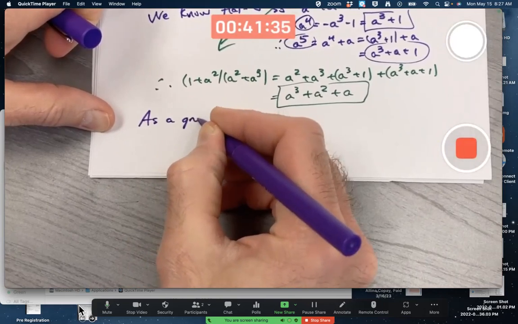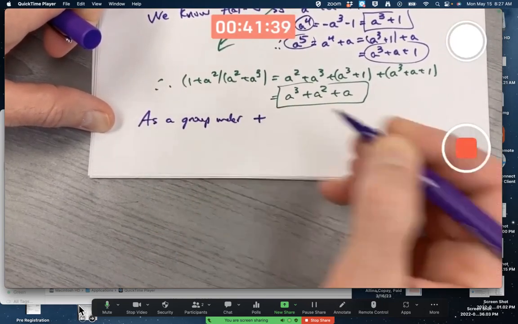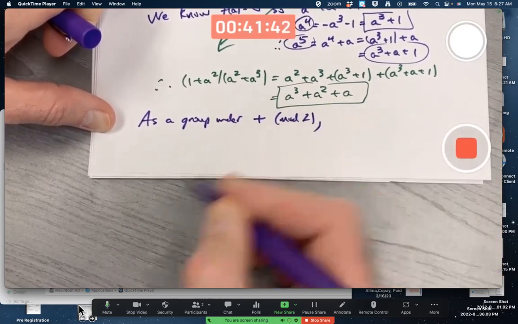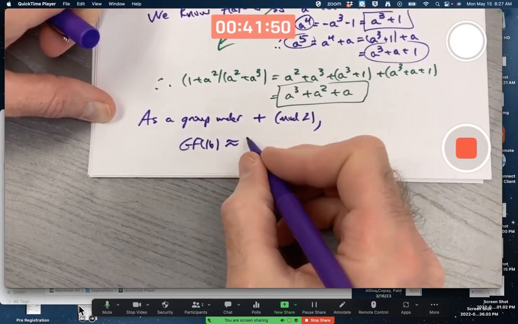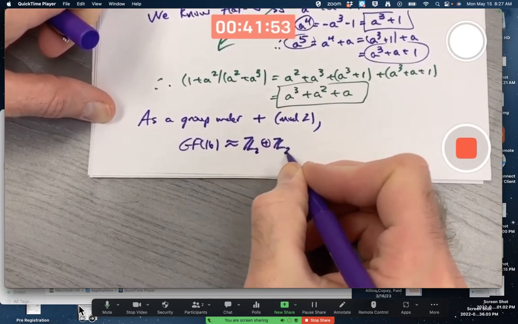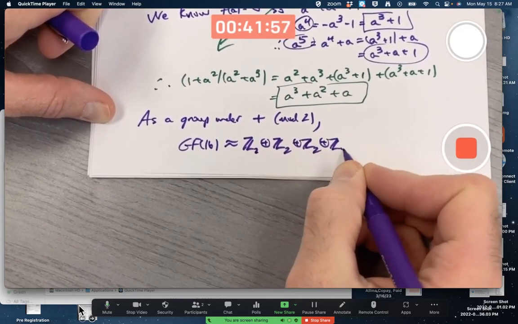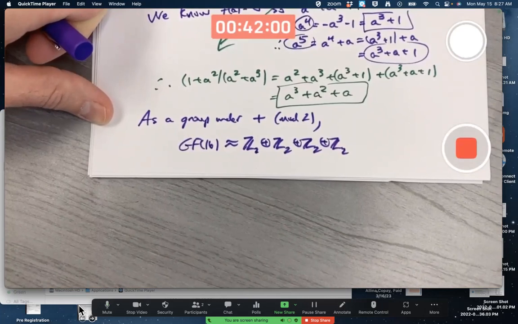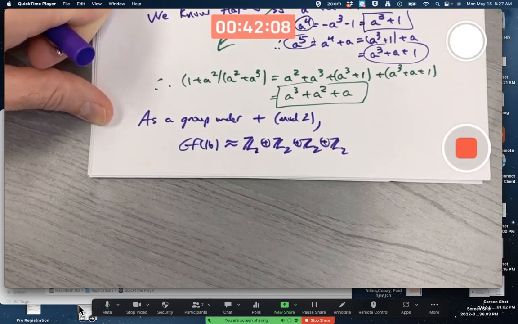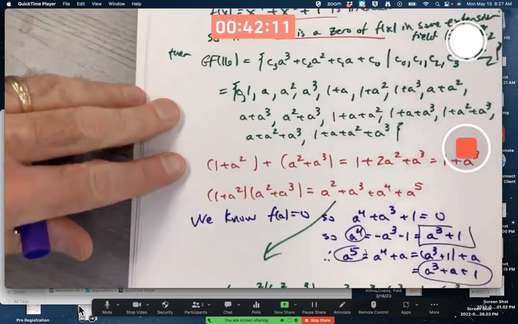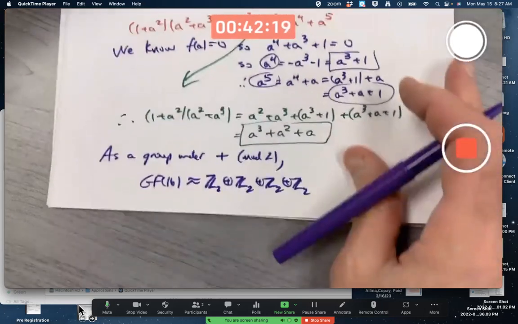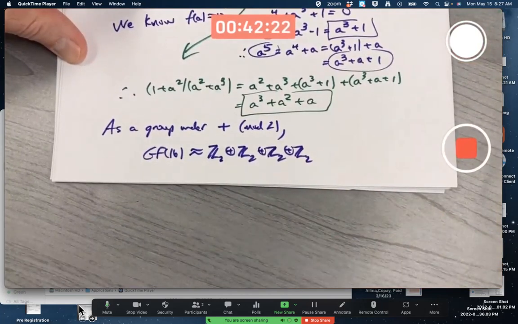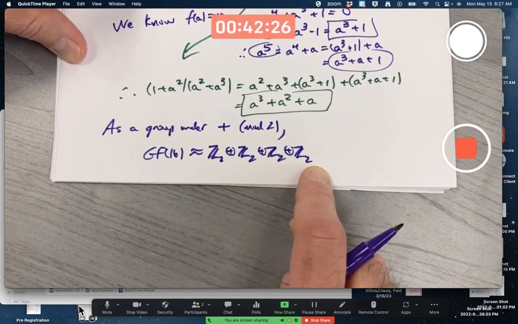As a group under addition mod 2, GF16 cannot be cyclic. It's got to be isomorphic to the external direct product of 4 copies of Z2. That's pretty clear, actually, when you think about it. Again, all the non-zero elements have to have additive order 2. For an abelian group of order 16, the only way the non-zero elements all have additive order 2 is if it's isomorphic to that.